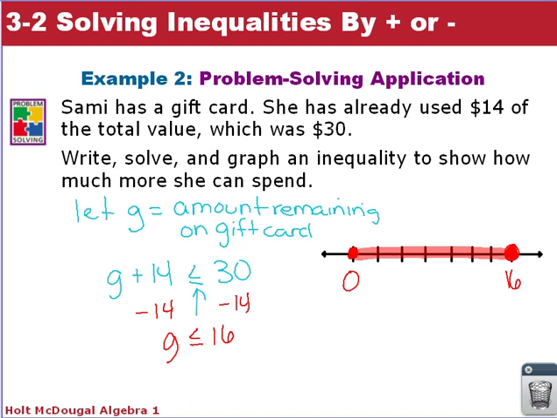So in shading this one, we do a closed circle at 16 because she can't go over $16. Since this is a real world problem, it's going to be every number down to 0 because she can't go in the hole on her gift card. So at 0 is also a closed circle here. So she can spend anywhere between 0 and $16 on her gift card.